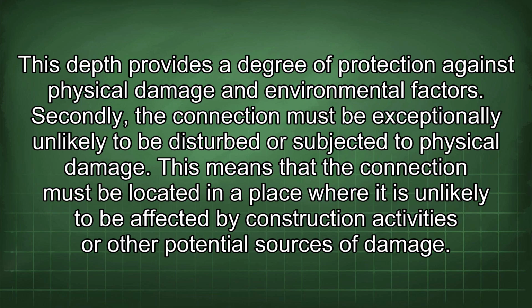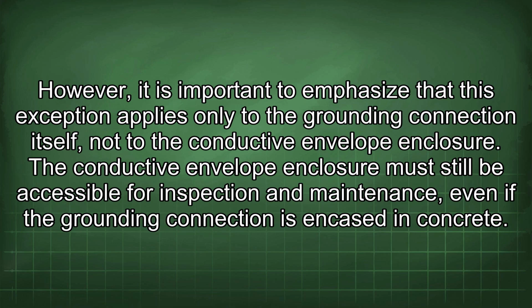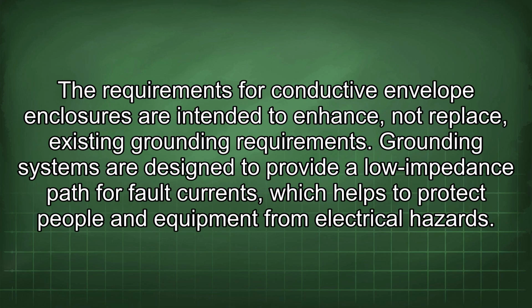Secondly, the connection must be exceptionally unlikely to be disturbed or subjected to physical damage. This means that the connection must be located in a place where it is unlikely to be affected by construction activities or other potential sources of damage. However, it is important to emphasize that this exception applies only to the grounding connection itself, not to the conductive envelope enclosure. The conductive envelope enclosure must still be accessible for inspection and maintenance, even if the grounding connection is encased in concrete. The requirements for conductive envelope enclosures are intended to enhance, not replace, existing grounding requirements.